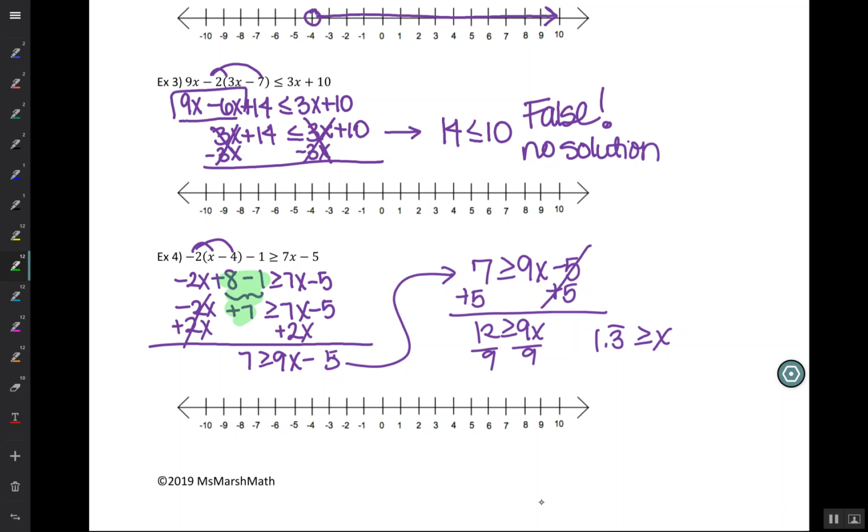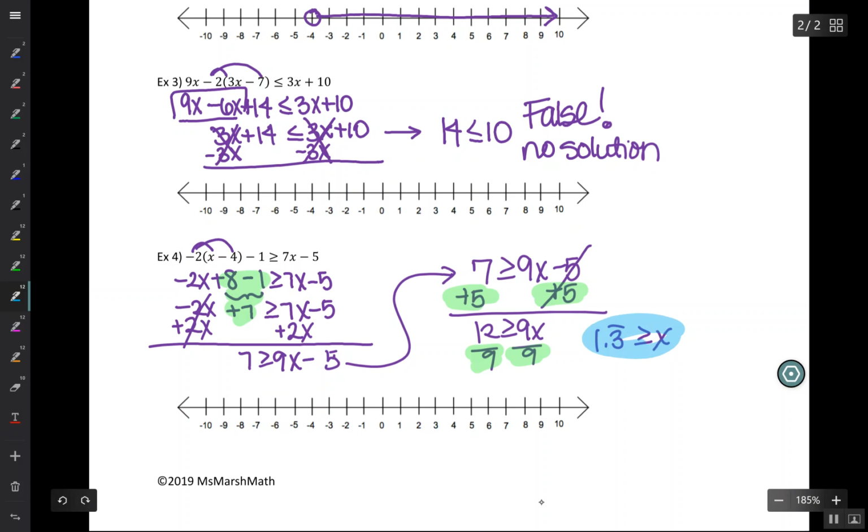You could have also subtracted 7x. So if you subtracted 7x from both sides, your answer will still be the same, but it might be a little different looking. Okay, then I moved it up here just for more room. Then I added 5 for both sides. And now I'm dividing both sides by 9. 12 divided by 9 is 1 1/3 or 1.333. Because I divided by a positive, I didn't need to switch the sign. If you did the subtracting of 7x, you'll probably end up with a negative that you have to divide, and then you'll have to switch the sign.